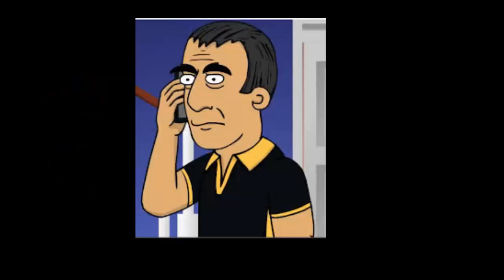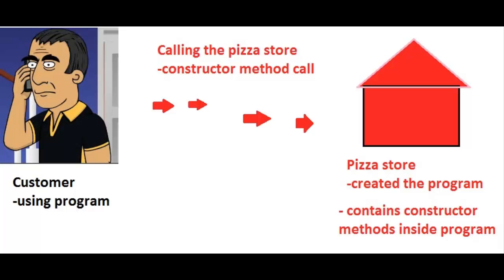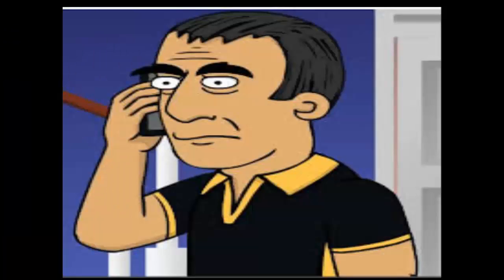So here's Tyrone. He is the customer that wants to buy pizza. We could think of him as the person who's using the program that was created by the pizza store. So he would have to call the pizza store, similar to how he would make a method call to the constructor. Okay, let's see what happens when Tyrone makes an order for pizza.